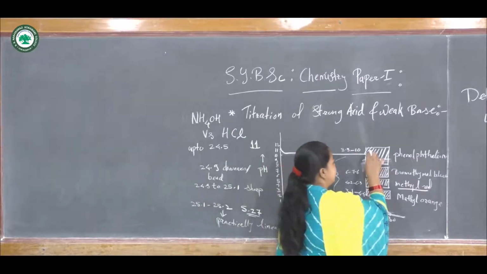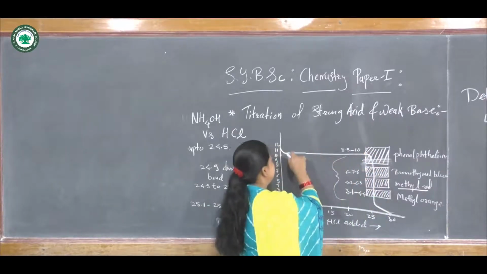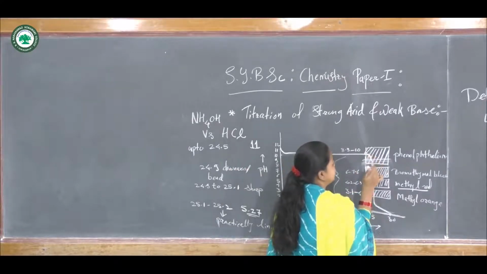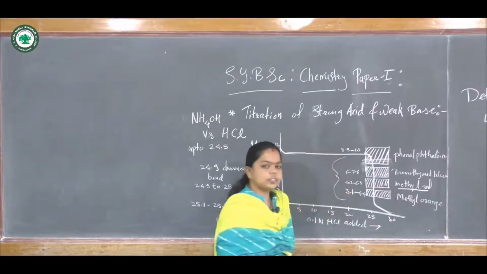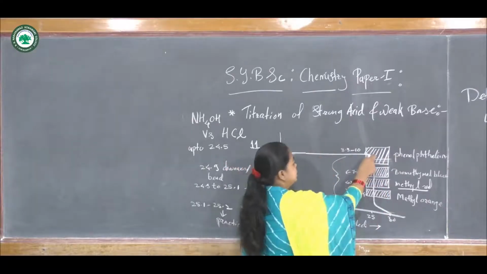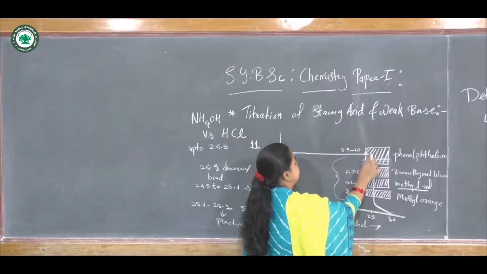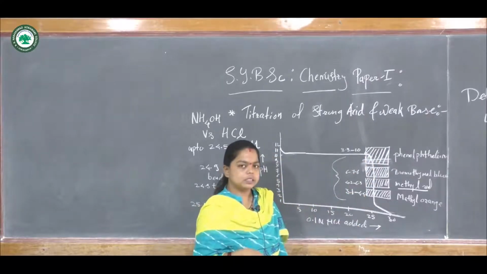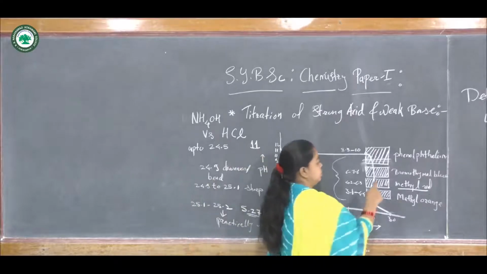So this graph started at pH 11. There is a decrease in the pH at this value. So some part of the transition range for the end point is given at this point. So phenolphthalein indicator can be included within this end point range of the pH.